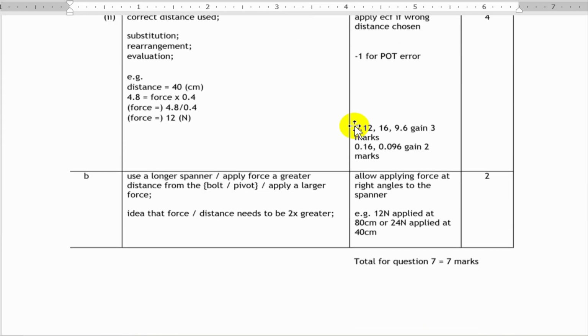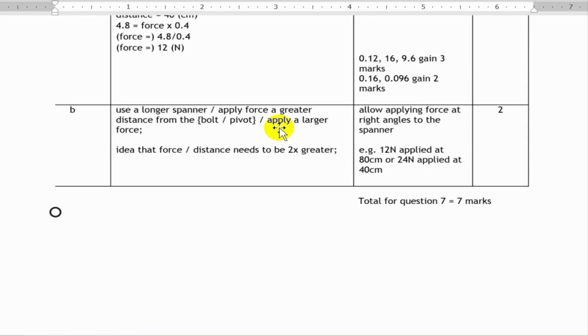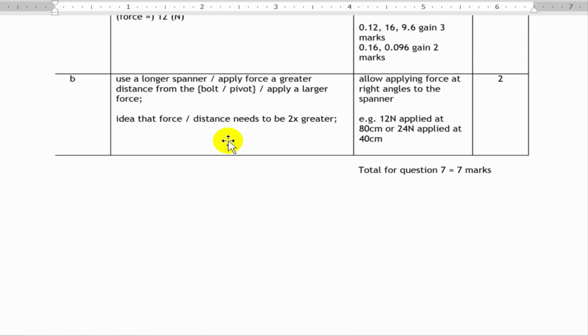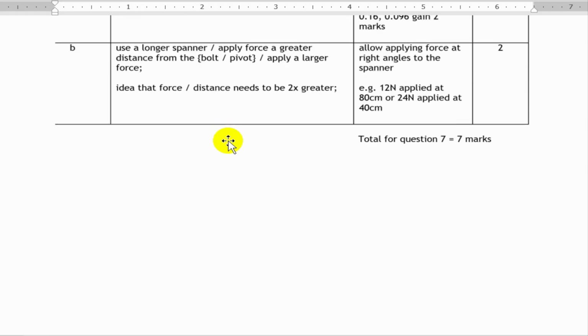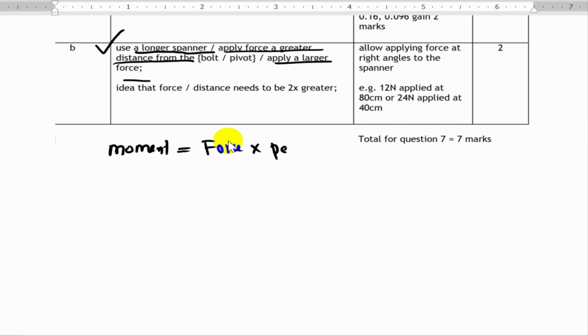So we can see the mark scheme. The mechanic can produce a greater moment by using a longer spanner, apply a force at a greater distance from the pivot, or apply a larger force, because we know moment equal to force into perpendicular distance. Remember, perpendicular distance from the pivot.